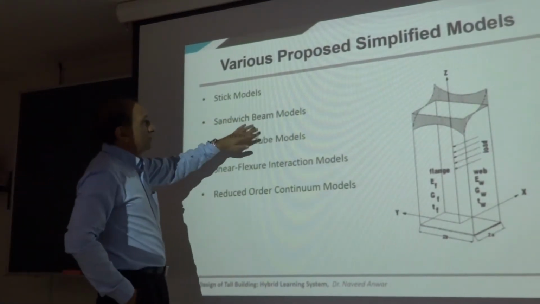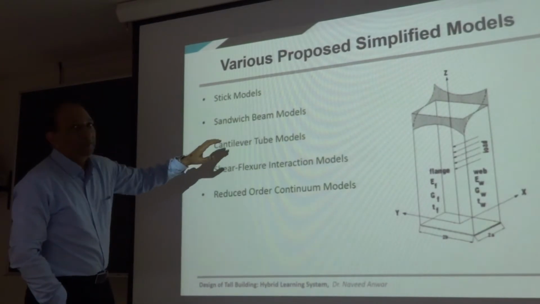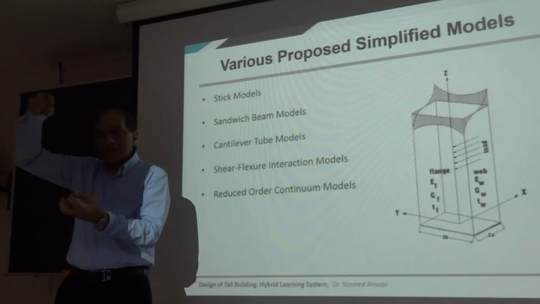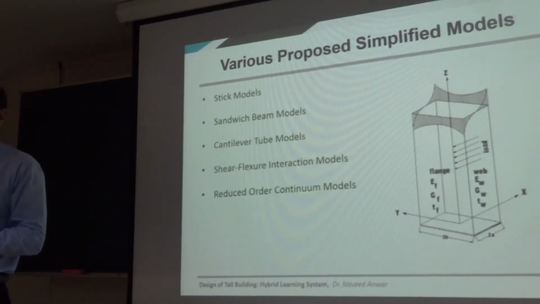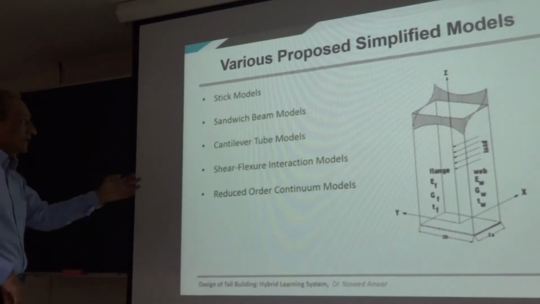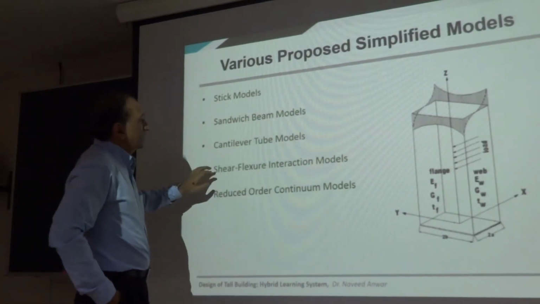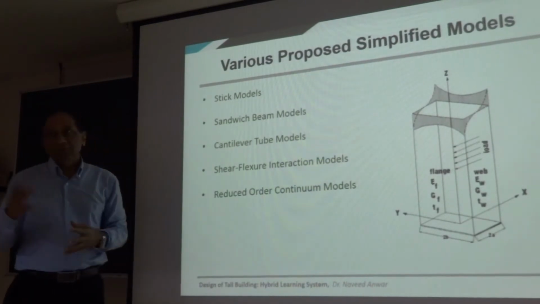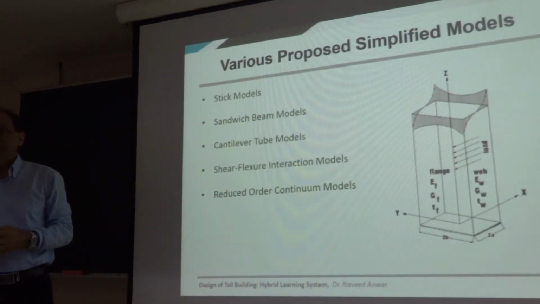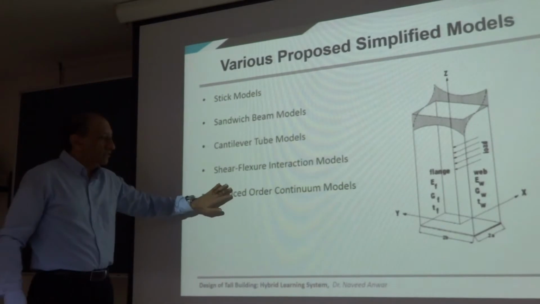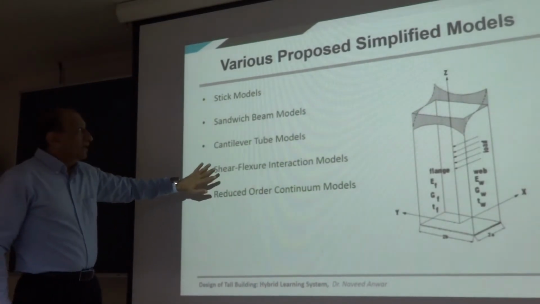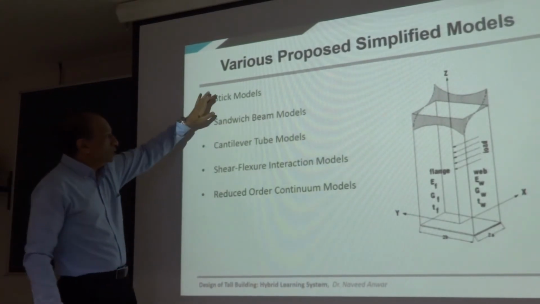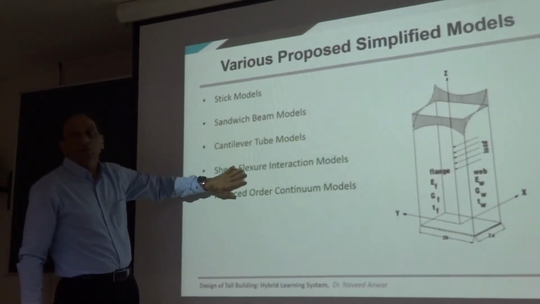Second one is the sandwich beam model, right? So basically you assume that there is a beam with many components. It's a sandwich of various components. Then the cantilever tube model, which is something like this. The shear flexure interaction model, which includes the shear lag effect that we talked about, and then reduced order continuum. This is a little bit more complex, so we don't. Actually, out of these, any worthwhile model is this one and this one. The others still require more work.